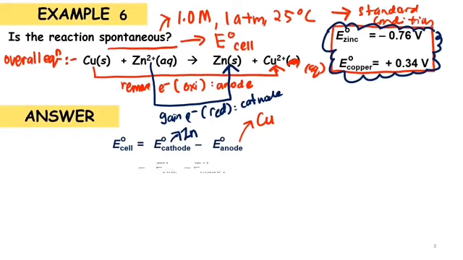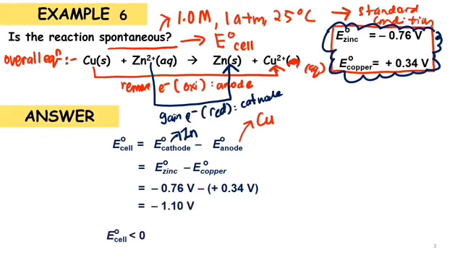So, substitute value for the E naught zinc minus E naught copper. E naught zinc is negative 0.76. E naught copper positive 0.34. So, the final answer for the E naught value equals to negative 1.10 volt. So, E naught cell is negative ataupun less than 0. E naught cell is negative. So, the reaction is non-spontaneous reaction.